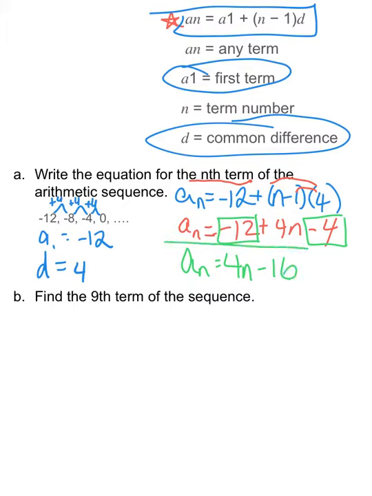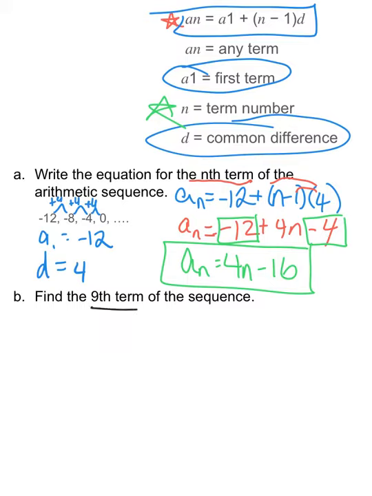And this is my equation for this sequence that if I want to find any term number, I can plug it into n, because n stands for term number, and find that term. So if I want to find the 100th term, I can plug in n and evaluate, and that will give me that term number. Which brings us to our follow-up question: find the 9th term of the sequence.